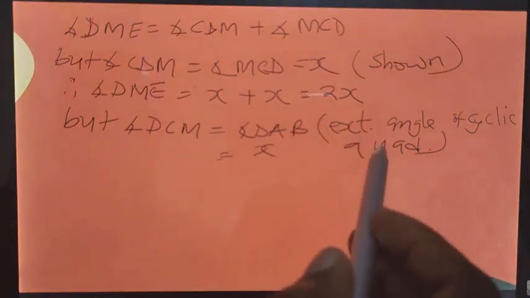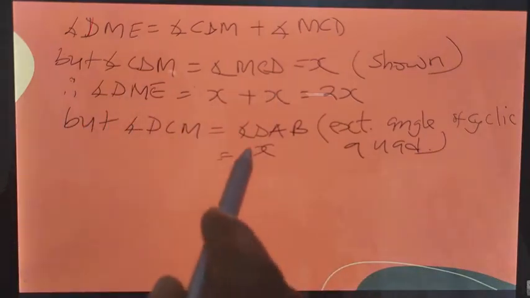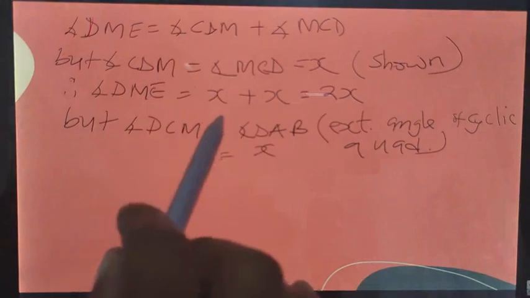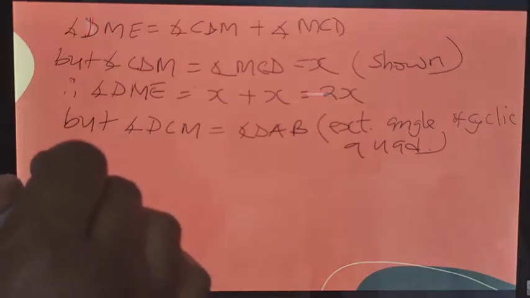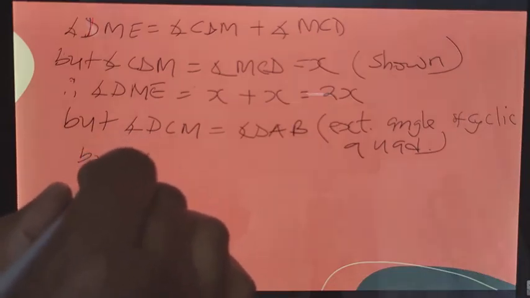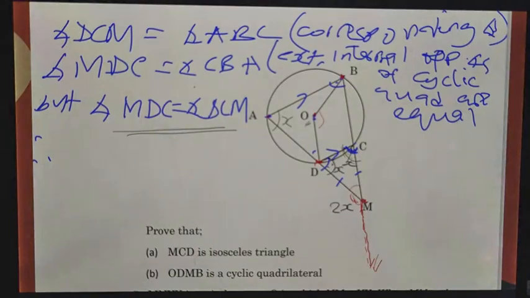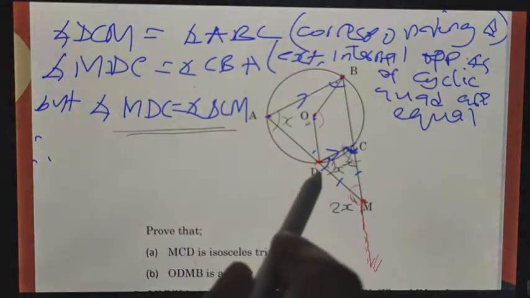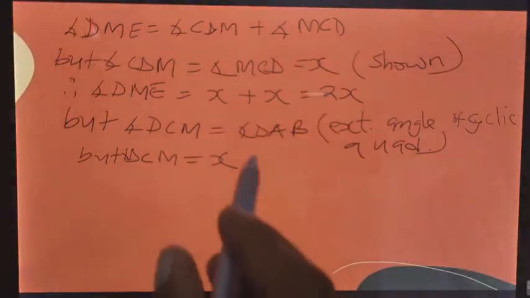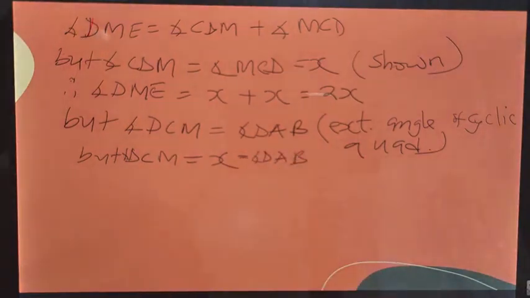Angle CDM is equal to X. Simplifying that, angle DCM, remember, this angle is X. DCM is equal to X. Therefore, it's also equal to DAB, which is X. So that's an X as well.